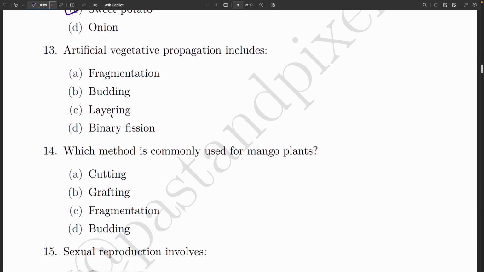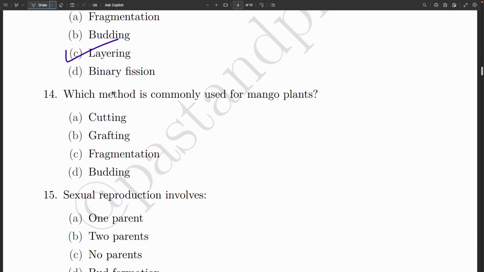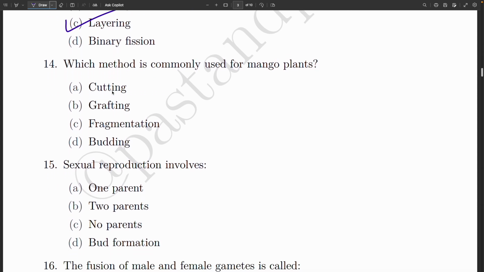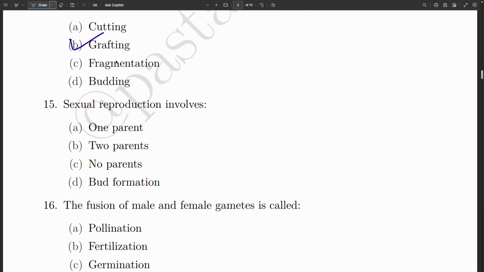Artificial vegetative propagation includes fragmentation, budding, binary fission तो नहीं होगा. Layering हम use करते हैं. जब इस chapter को detail में पढ़ेंगे तो आपको एक एक चीज प्यार से बताऊंगा. ठीक है. Which method is commonly used in mango plants? Mango plants में हम grafting use करते हैं नई species बनाने के लिए.